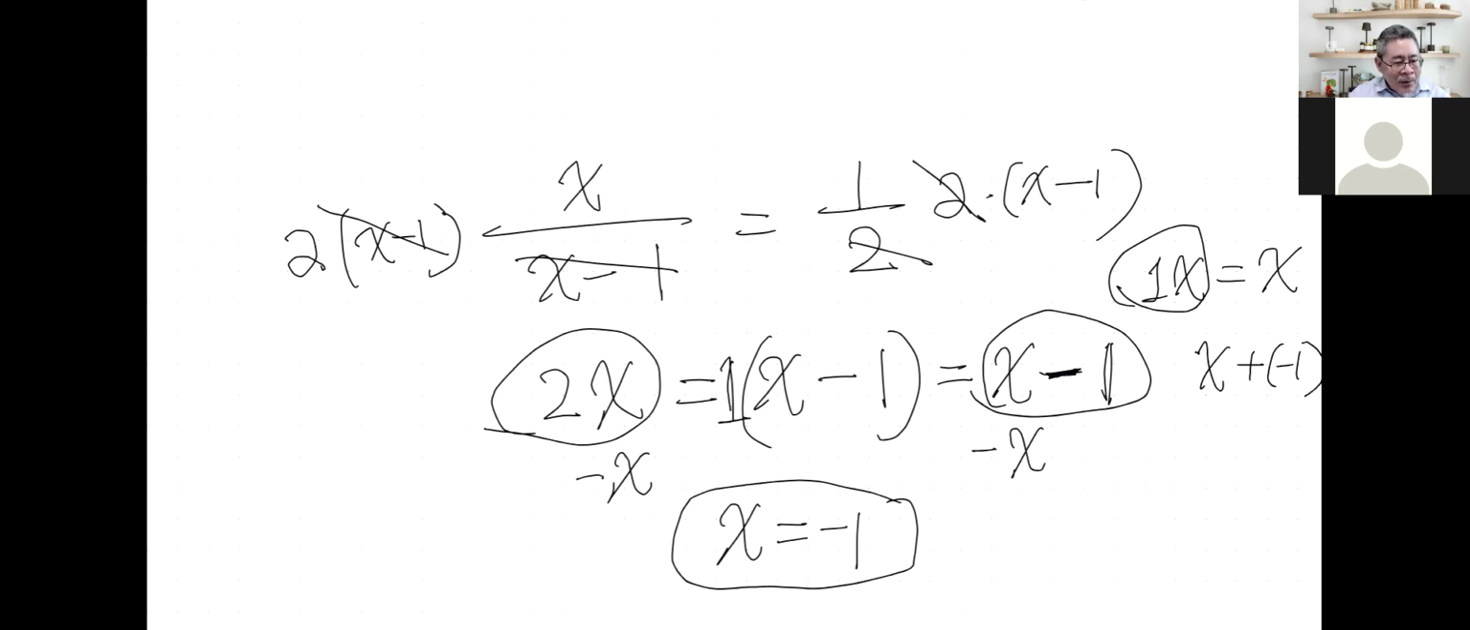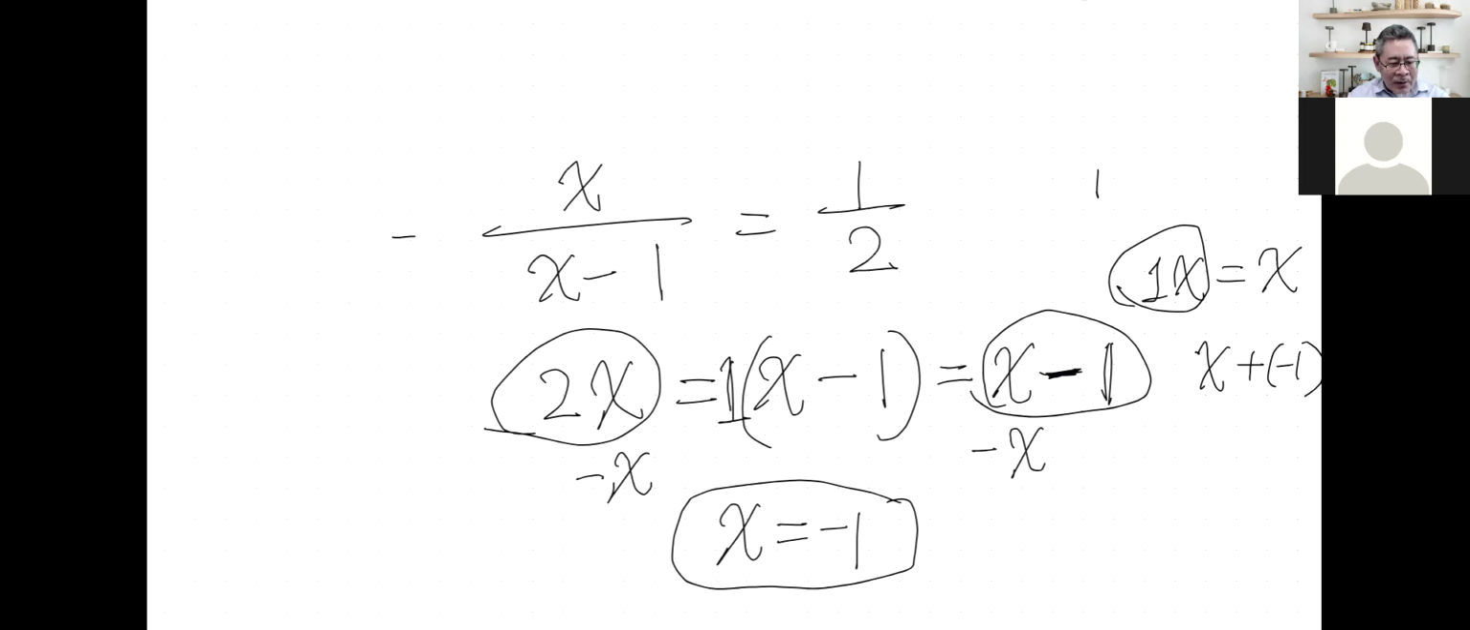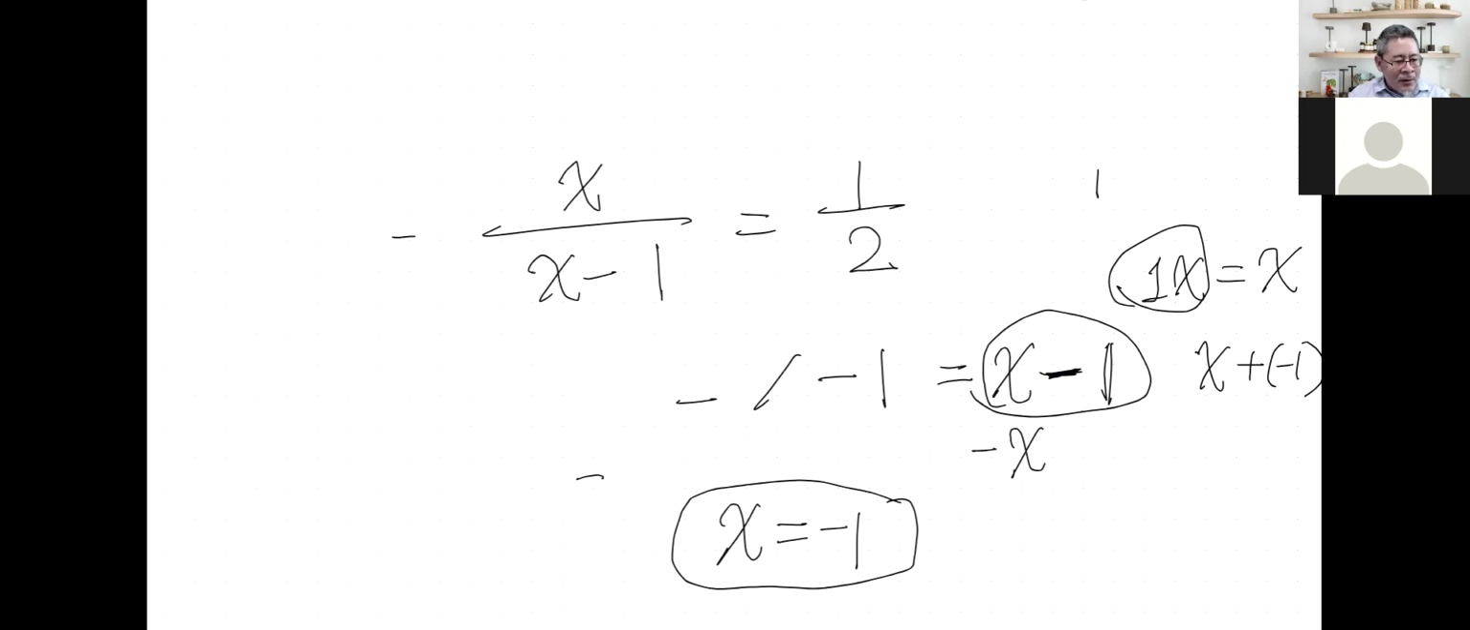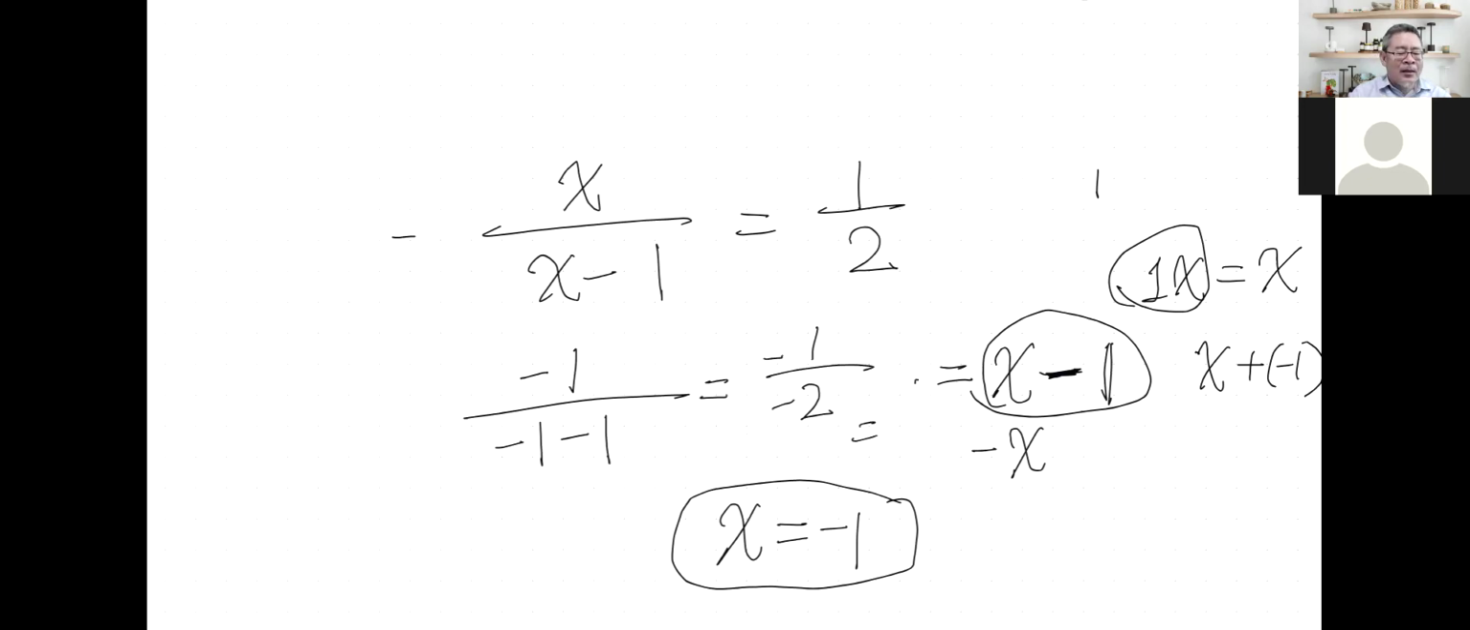Okay. So let's go back and see if that's the case, because we still need to check it. If you go back to check, top is -1, bottom is -1 minus 1. So we got -1 over -2. Negative divided by negative is positive, so we got half. So we know we got it right. Good.